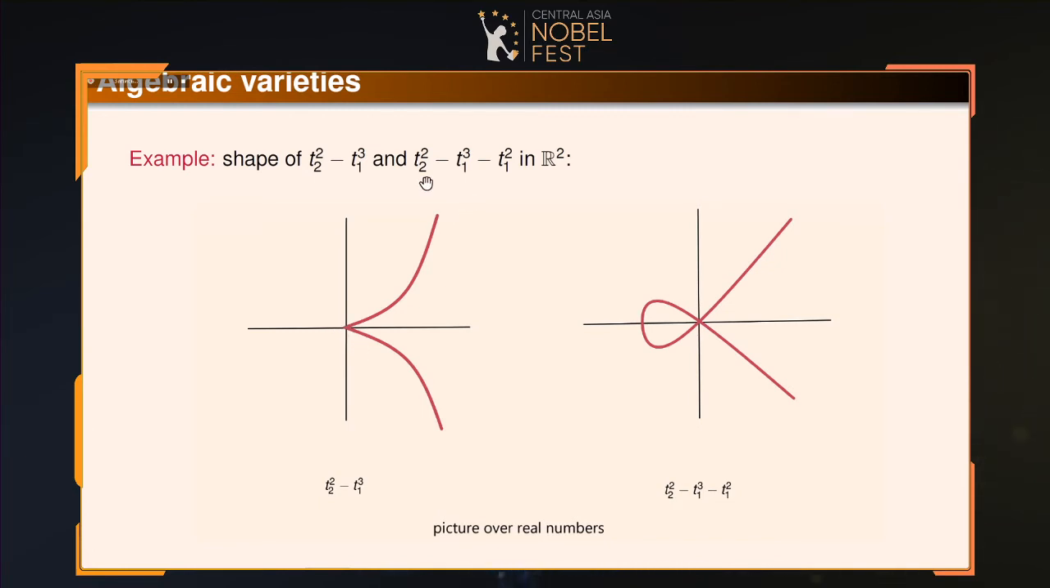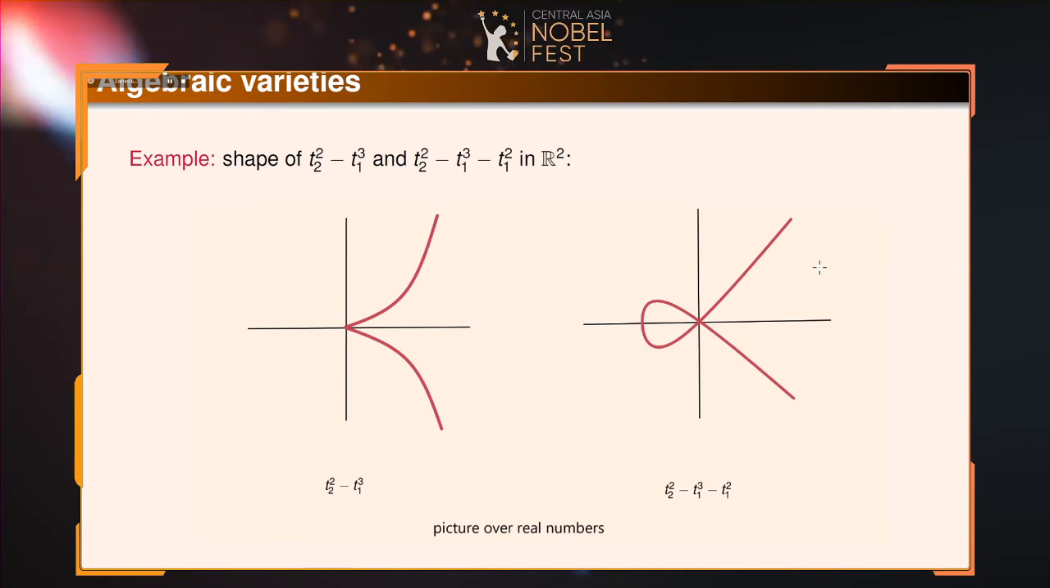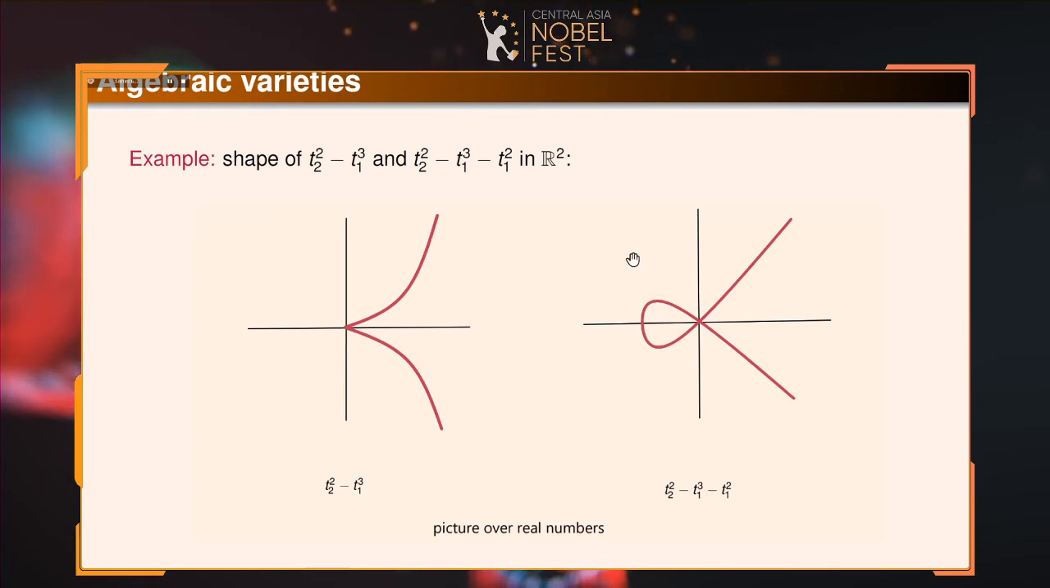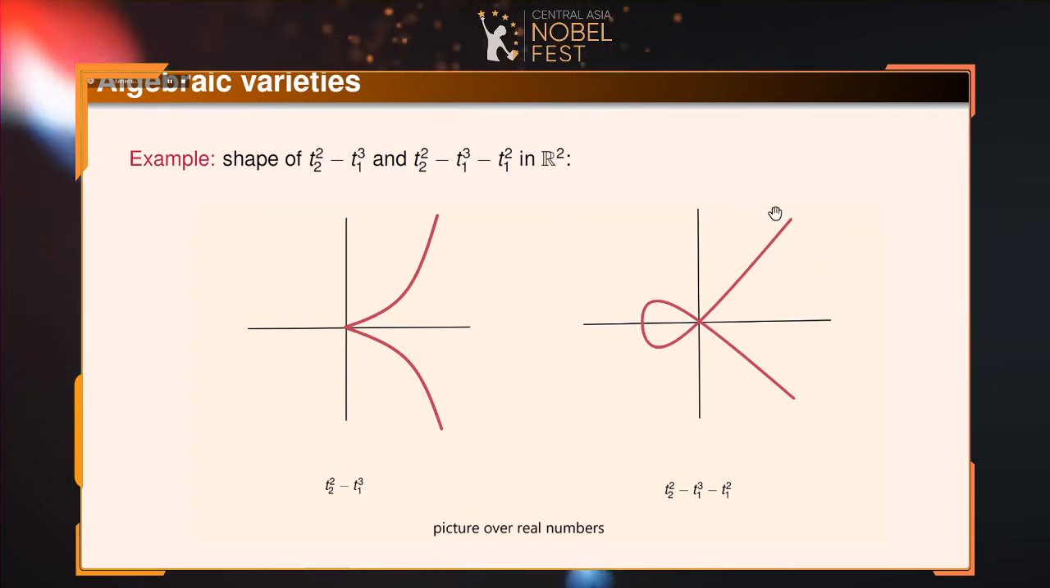But on the other hand, if we look at this equation here, again inside R square, then the shape of this equation looks like this, which is quite different. Again, this is the red shape, not the black one. But if you work over the complex numbers, for example, then the shapes will look different. So what we see here is inside R square.